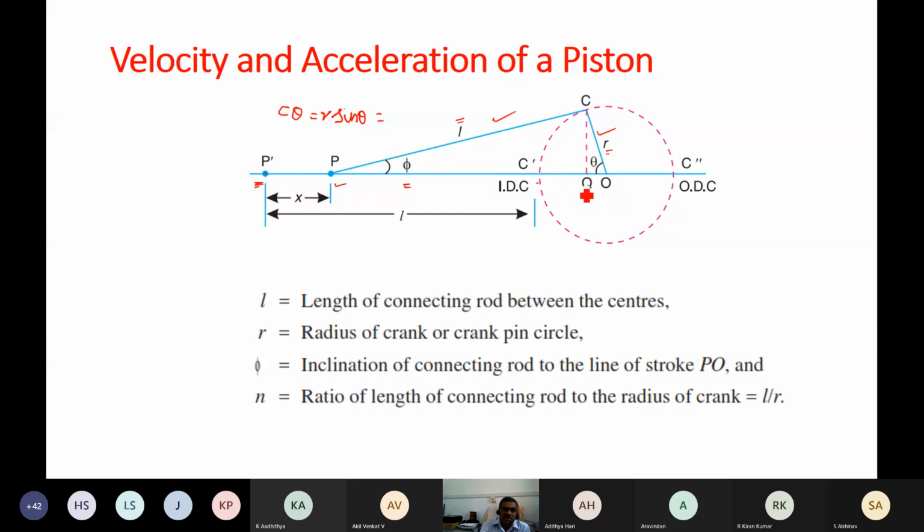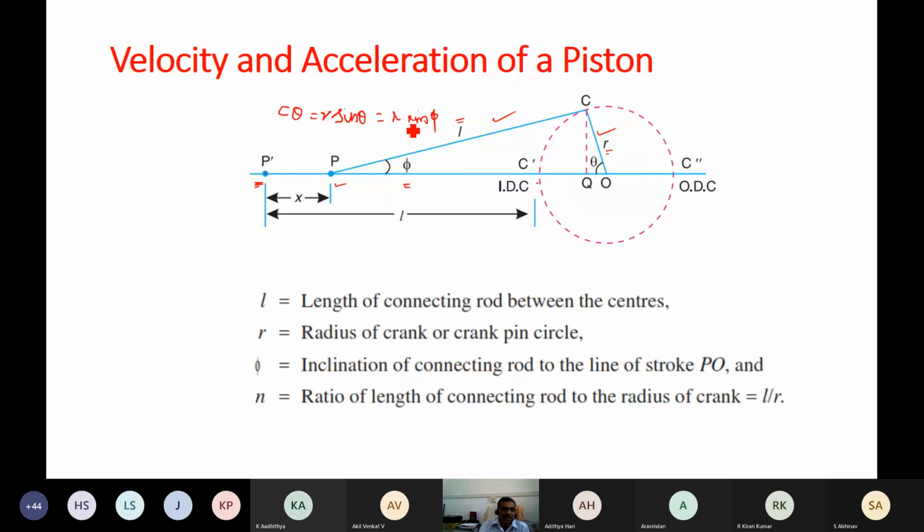Similarly, CQ can be written in another way. Now you take the triangle PQC. In this triangle also you can find the distance CQ. How to find the distance CQ? L into sine phi. Using this, if you want to find the value of phi in terms of theta, you can find.